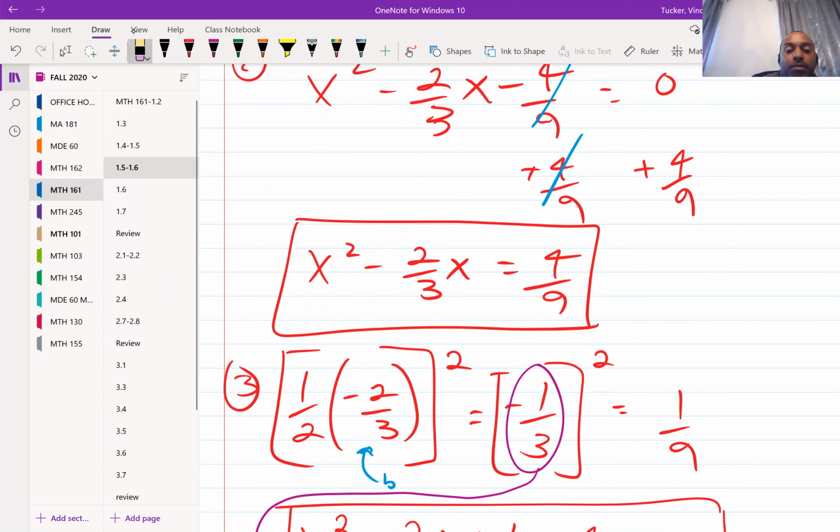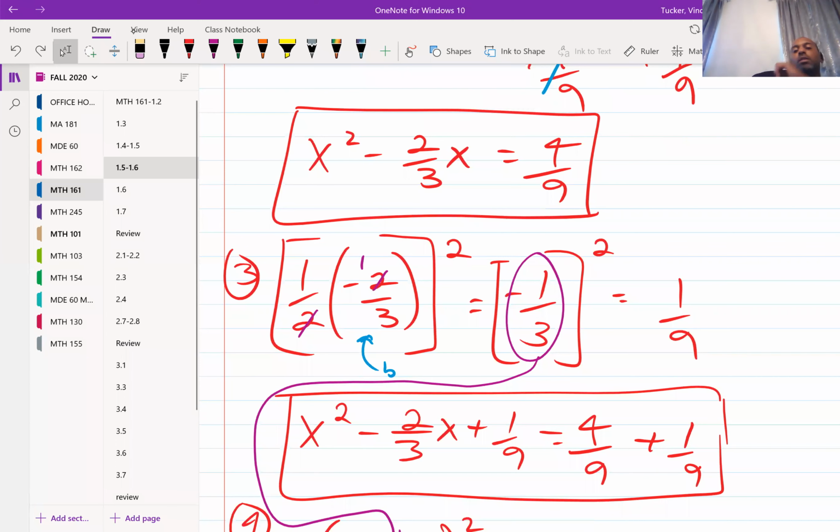So that's 1/2 times -2/3. So if you want to reduce first and then multiply we can, those 2's will cancel, leaving us with negative 1/3. And then negative 1/3 squared is 1/9. And then the last part, or the second part of step 3, is you take that 1/9, add it to both sides of the equation.